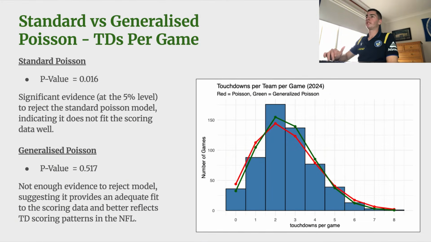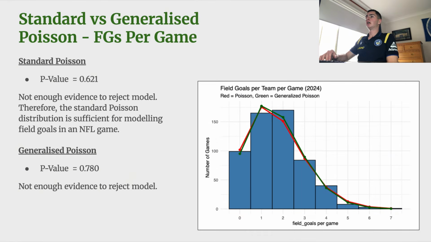Although when we run the exact same comparison for field goals, the story is actually different. Both the Poisson and generalized Poisson models produce high p-values, around 0.62 for the Poisson and 0.78 for the generalized Poisson, which means both models fit well and neither shows a significant lack of fit. The two curves overlap almost perfectly on the histogram here, in other words, the dispersion parameter doesn't add any meaningful improvement for field goals. So because of that, the standard Poisson should be perfectly sufficient for modeling field goals in this simulation.